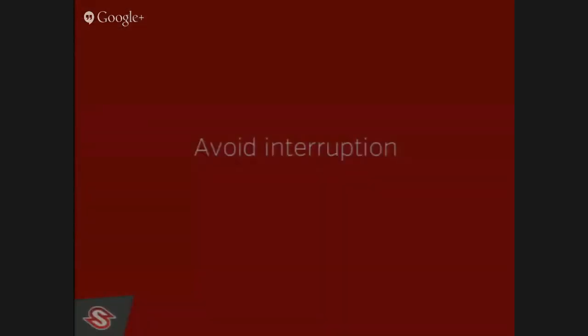The next one I want to share is this idea of avoiding interruption. You guys seen The Social Network, that movie that came out, right?